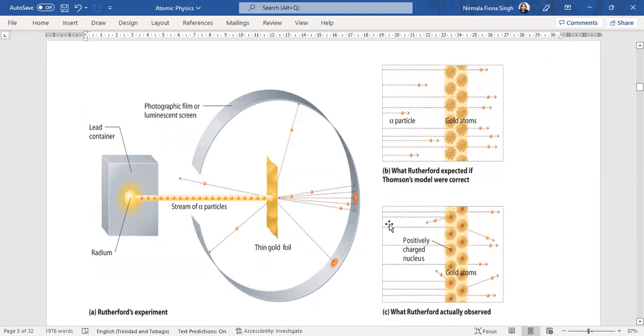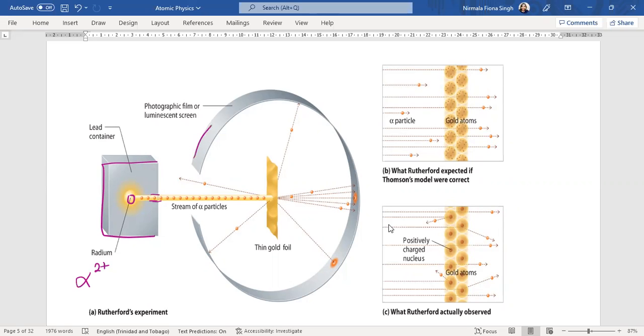All right, this is what the basic experiment looked like. We had a little lead container, a small block of radium. Radium here gives off alpha particles, which have a +2 charge. And there was a little tiny space, a pinprick size space, for these alpha particles to fly out. All right, they would fly out and hit this very thin gold foil.